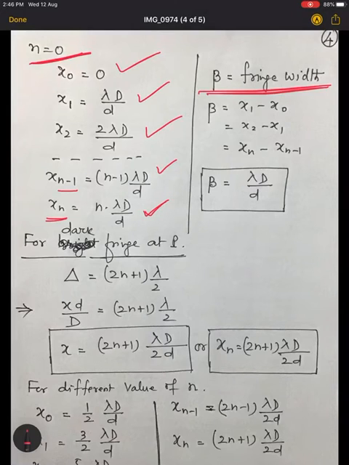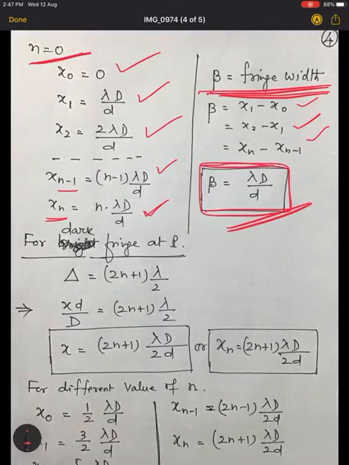So the distance between two consecutive bright fringes, or distance between first bright to second bright, or second bright to third bright, any, we can have the width of the fringe. So this beta is equal to x1 minus x0, or x2 minus x1, or x3 minus x2, or xn minus xn minus 1. If we put the values and solve, you will get for all, beta is equal to lambda D by d. So this is the expression for fringe width if we consider the condition for bright.